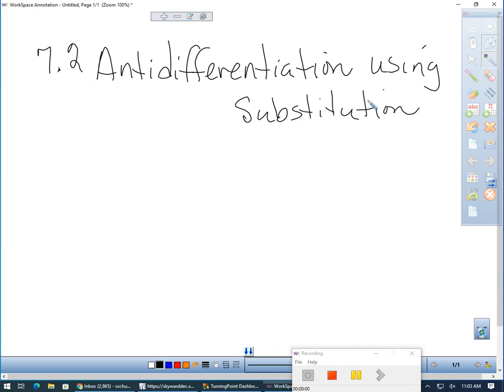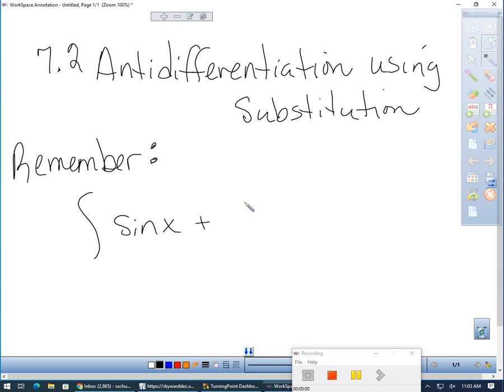So anti-differentiation was what we were doing last week. So real quick, just a reminder. Remember, if I had the integral of, let's say, sine x plus 3x squared dx.